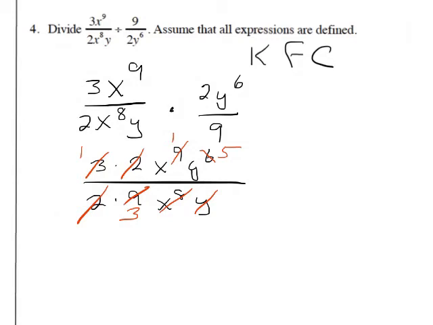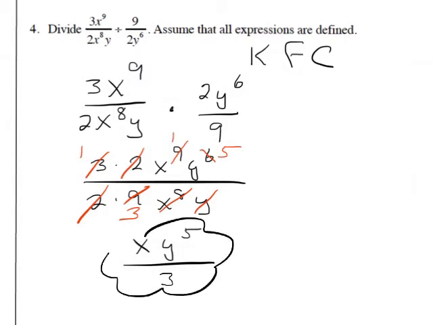What do I have left on top? So let's observe this. This is a 1. This is a 1. This is x to the first, and that's y to the 5th. So I'm going to put x, y to the 5th on the top. And on the bottom, let's see, what do I have left? The 2 has gone to a 1. This is a 3. This is a 1. This is a 1. Okay, so it looks like I just have 3 left in the denominator. So, my final answer, right there.